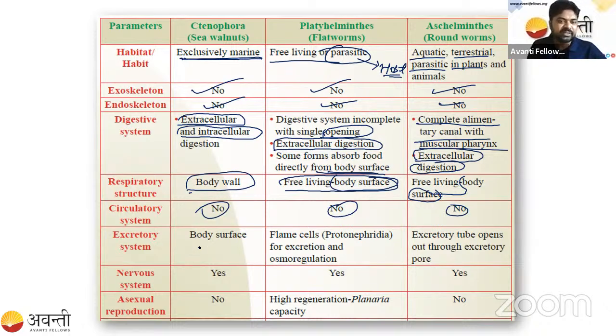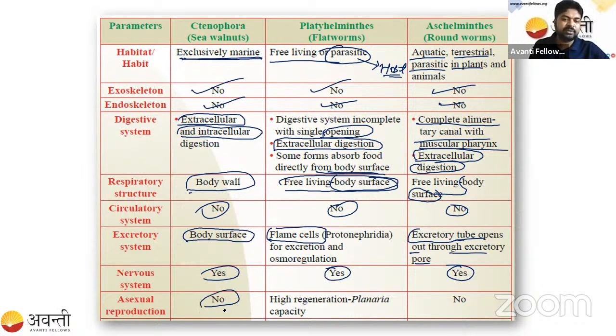Okay. Next one is the excretory system. So excretion happens by the body surface. Here they use a flame cell. I think you already discussed the flame cell in animal physiology. Okay. For excretion and osmoregulation, here you can see the tube opens out through the excretory pores in case of roundworm. Okay. Nervous system is present, here also present, here also present.